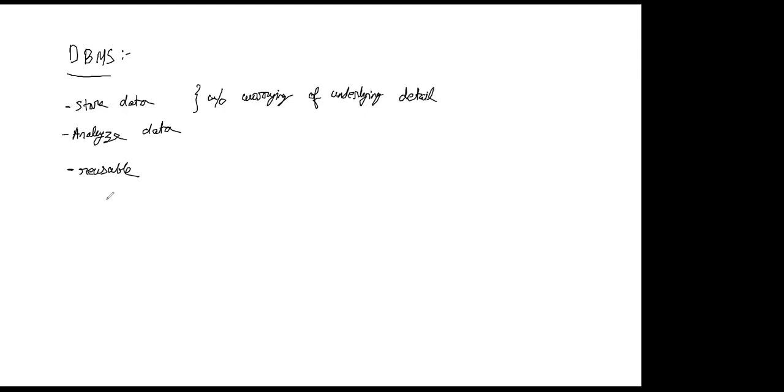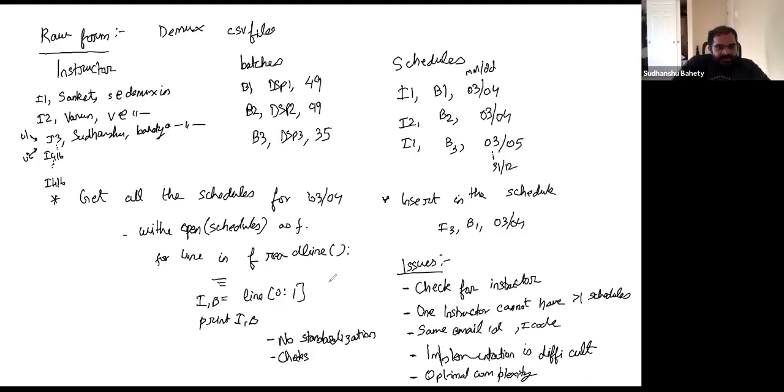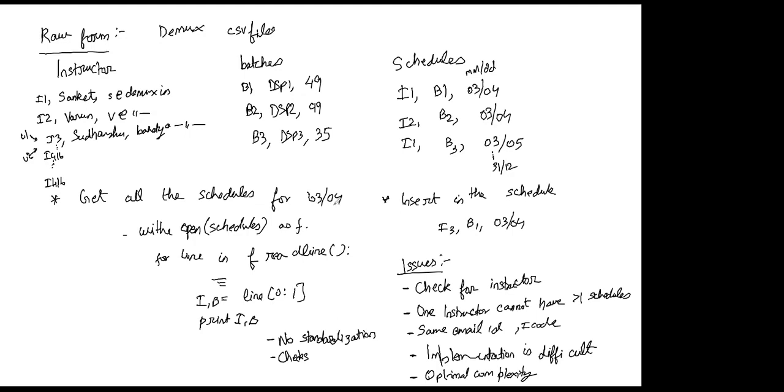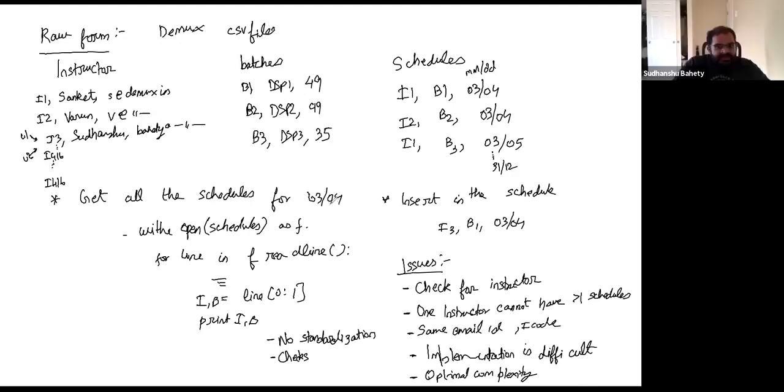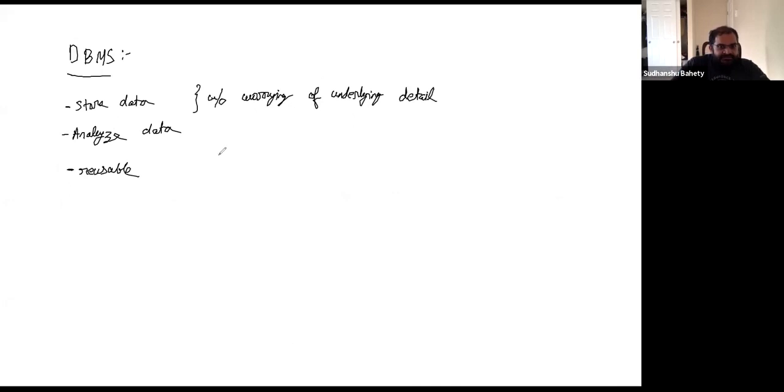So what do we mean by analyzing the data while defining DBMS? Remember over here we had one option, get all the schedules for 30304. This is one way of analyzing the data. Or you can ask how many instructors are there who are working from India. That's another way of analyzing the data. Another way could be how many instructors working from India have classes on 0304. So there are complex analyses or operations that you can do. Any other doubts till now?